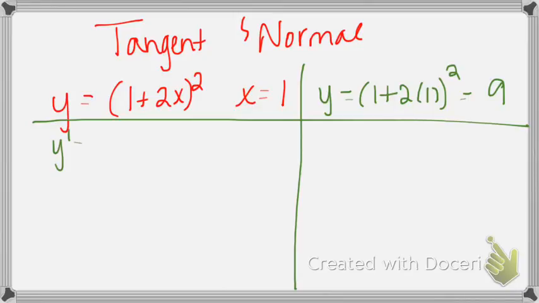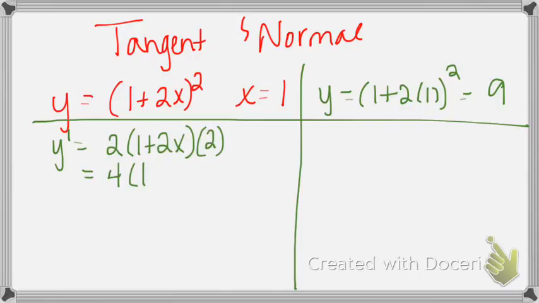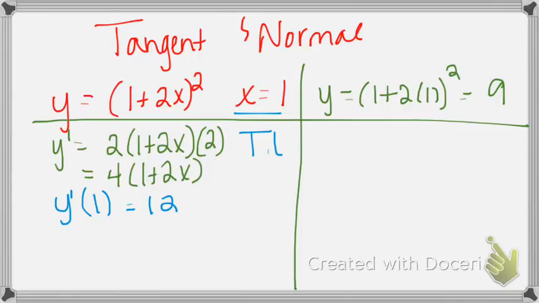So find the derivative. 2 times 1 plus 2x to the first multiplied by 2, or 4 times 1 plus 2x. Plug in our x value. 4 times 1 plus 2 is 12. So 12 will be our slope for our tangent line. For the normal line, our slope is going to be negative 1/12. Remember, flip it and change the sign.